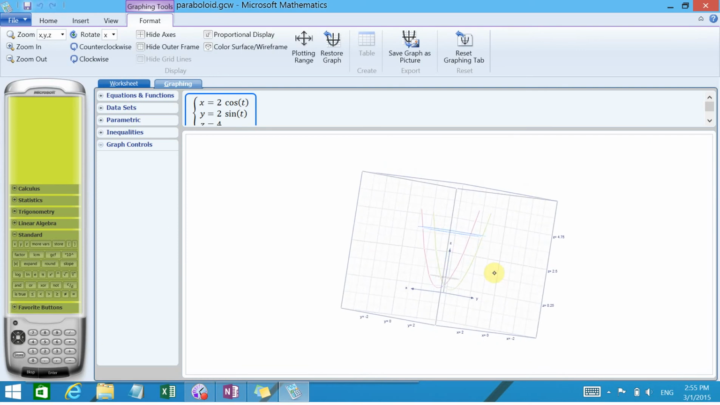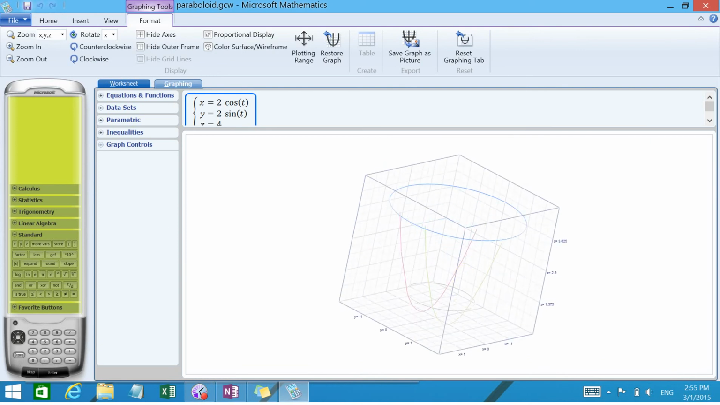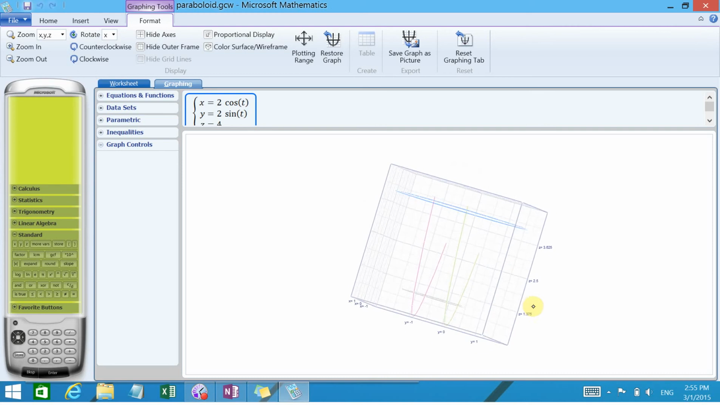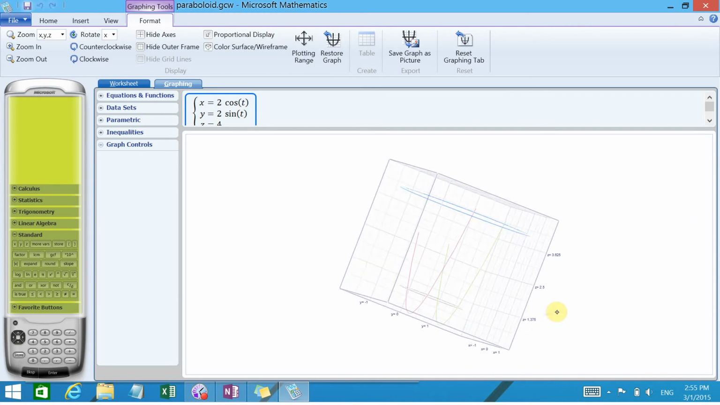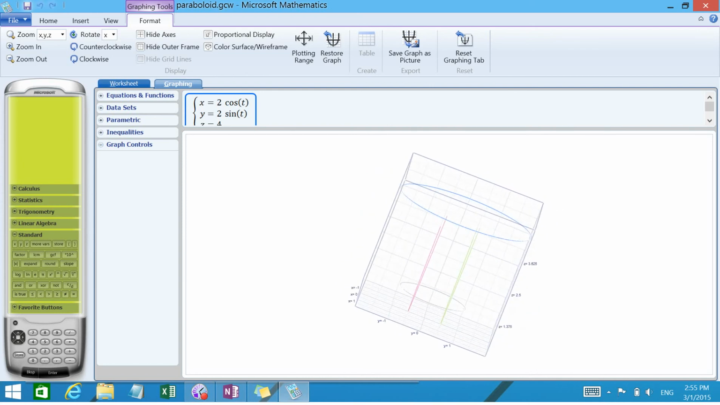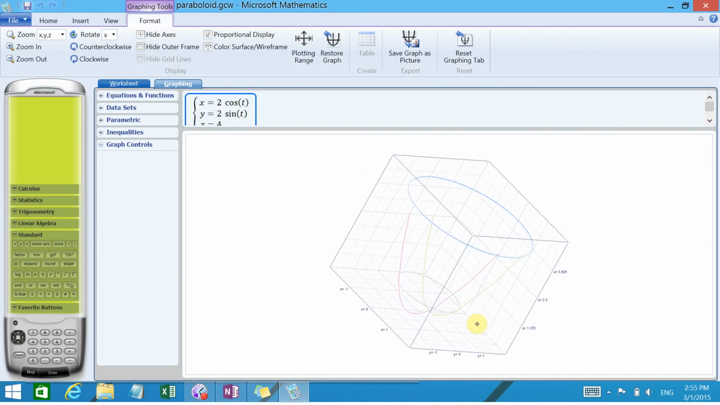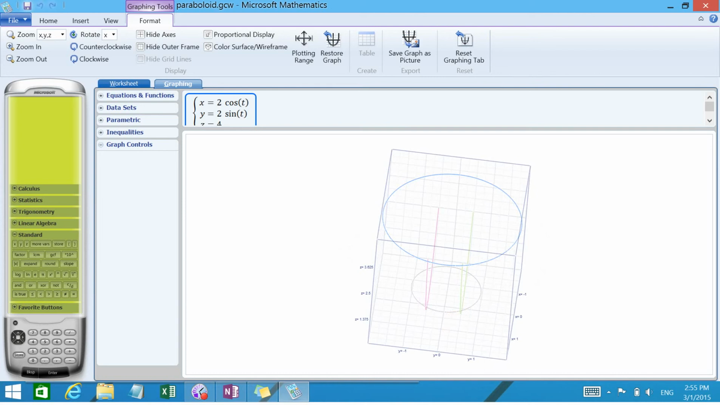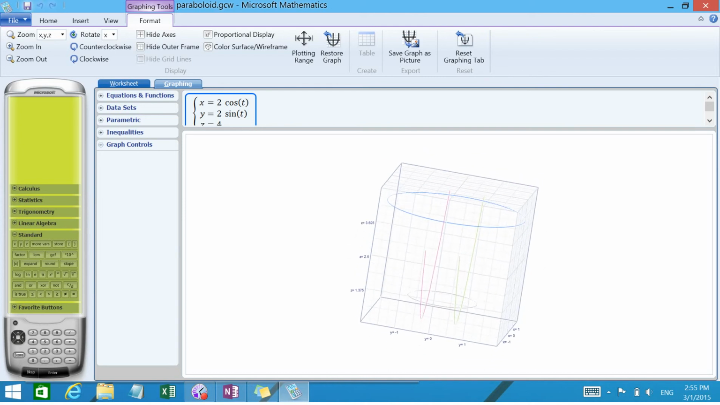All right, so here we have those two circles. Let me zoom in on this. There's that little gray circle and that big blue circle. Those are different z cuts of it. And then we have two kind of parabolas here. And you can just kind of imagine what this is going to look like. You want to imagine these parabolas getting higher and higher and higher.